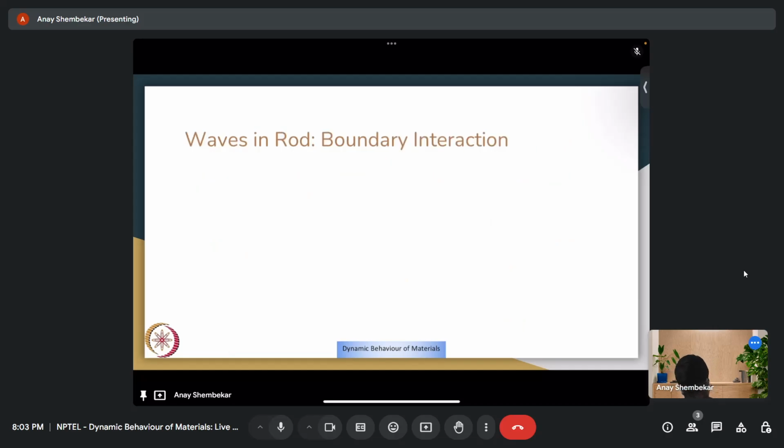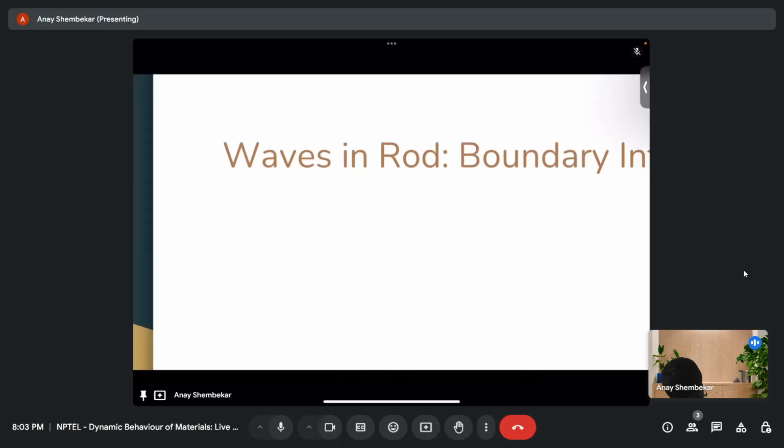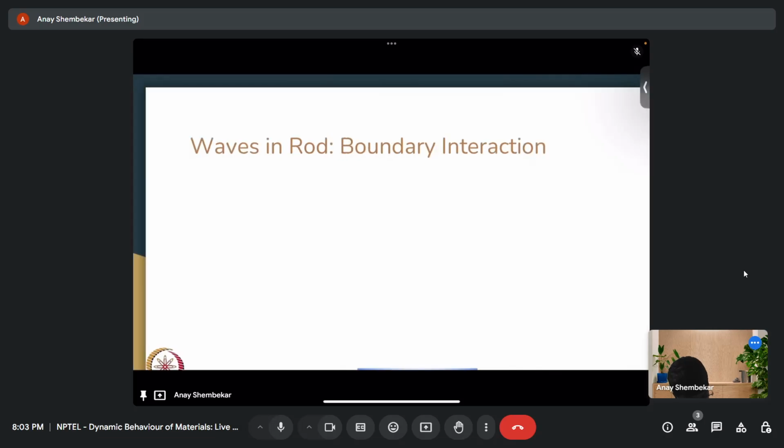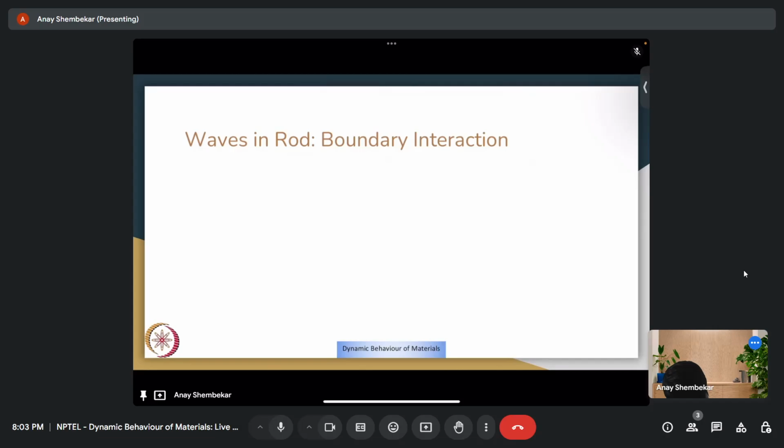What happens when a wave hits a boundary? We are strictly sticking to rods. So the simplest possible case: suppose I label this as my boundary. This is my medium A. This is my medium B. This is my elastic wavefront moving with velocity Ca. This is my particle velocity due to the stress wave propagation being up. This is the condition before, say at t less than 0.